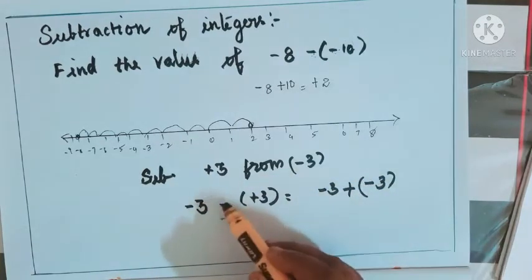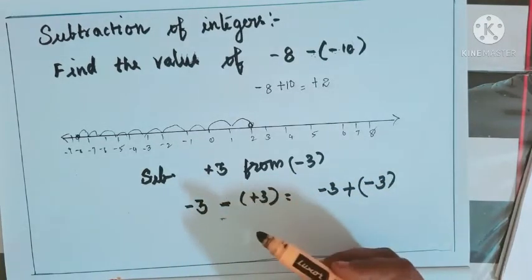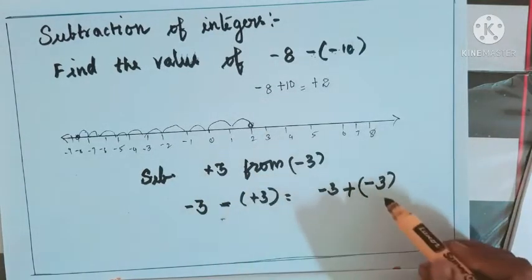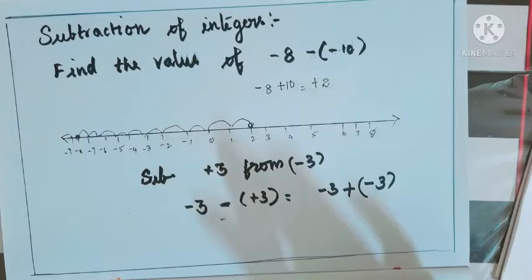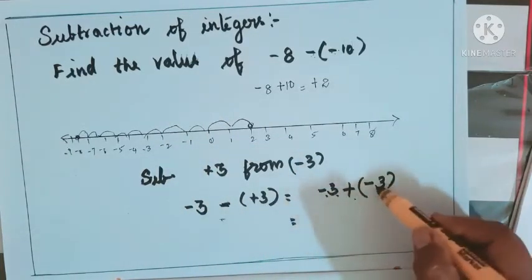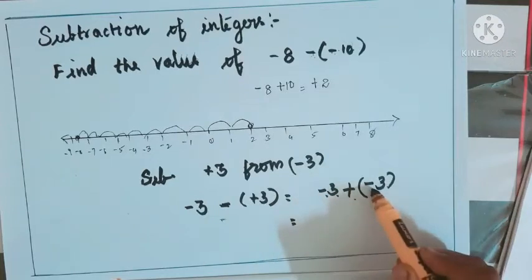Yes. So minus of plus 3. Again, this will become what? The additive inverse of plus 3 will become minus 3. Understand? So that is equal to minus 3 plus minus 3. I said both minus symbols are there.